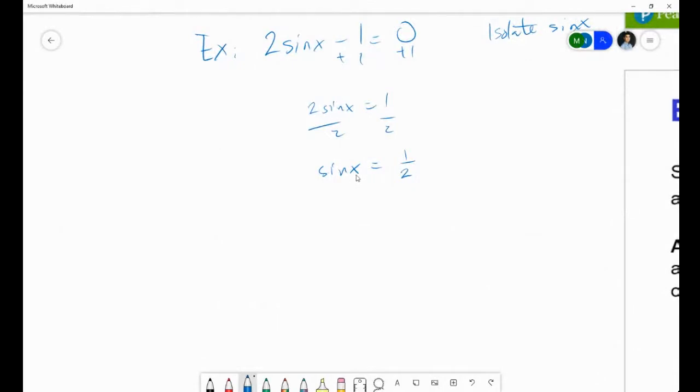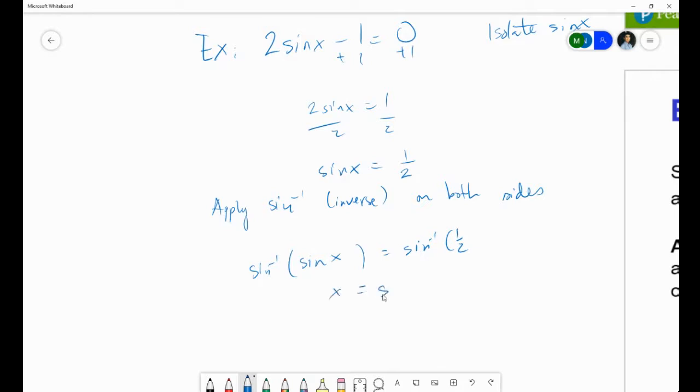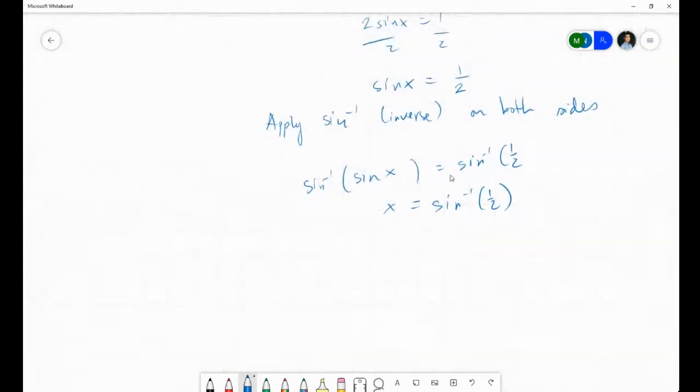In order to solve for x, we're going to apply the inverse on both sides. Now, of course, if this was cosine x, then you apply cosine inverse on both sides. So if we do that, we're basically going to get rid of the sine x because they are inverses of each other. They cancel each other out. So we have x equals sine inverse of 1/2. Okay, so this is still nothing new.